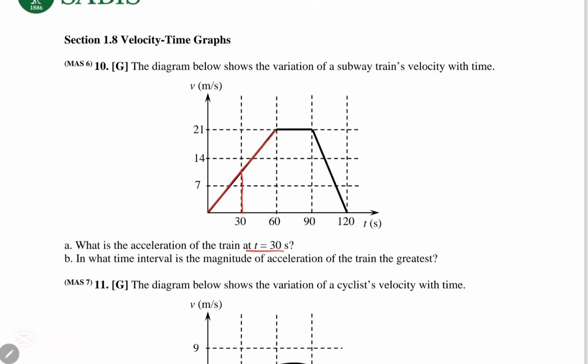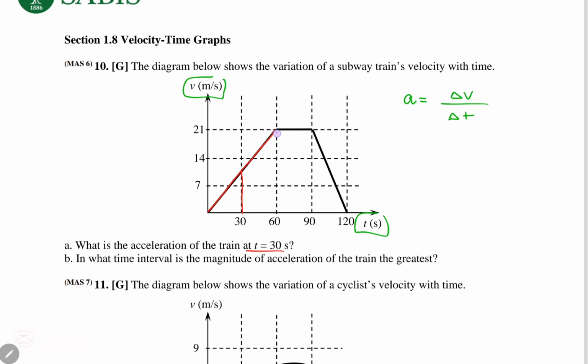Since this line is a straight line, not a curved line, we find the slope of the line itself and we will get the acceleration of the train. Why did I say it's the slope? Because we're dealing with a velocity time graph. Velocity over time, y over x, rise over run, which is the slope, will give me the acceleration. So here acceleration is the change in velocity divided by the change in time.